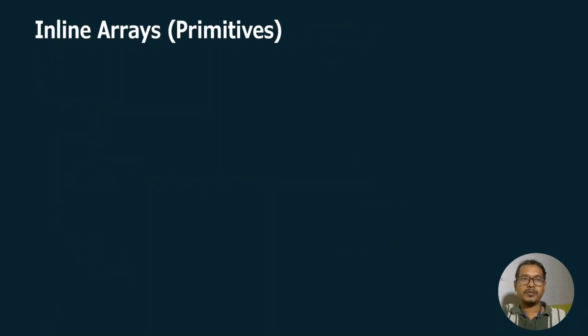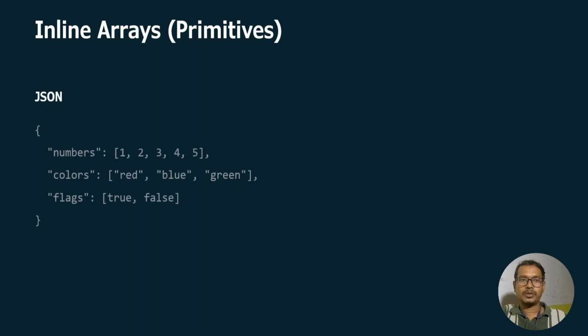You can also define inline arrays in TOON. In JSON, inline arrays are represented again with square brackets, and you don't write keys. So you only keep 1, 2, 3, 4, 5 like this. This is a number array, and colors is a string array, so you keep red, blue, and green. And if you're keeping a boolean array, it's like true, false, like that, right?